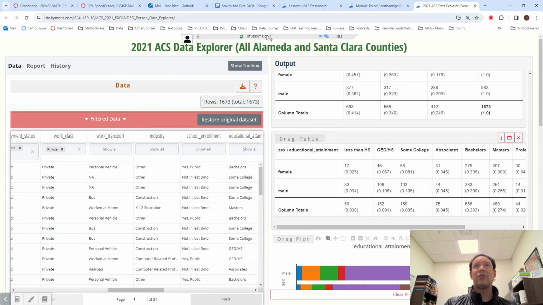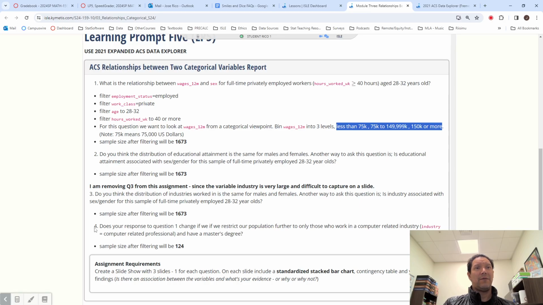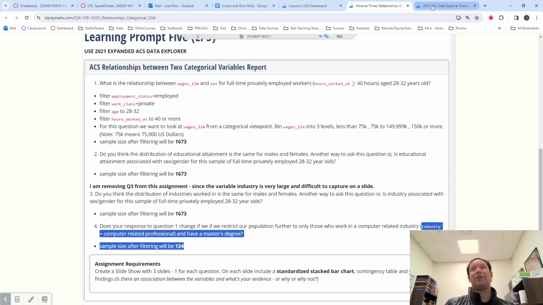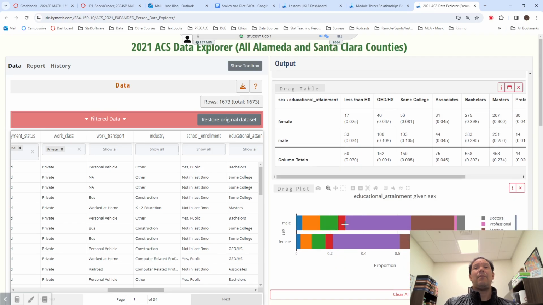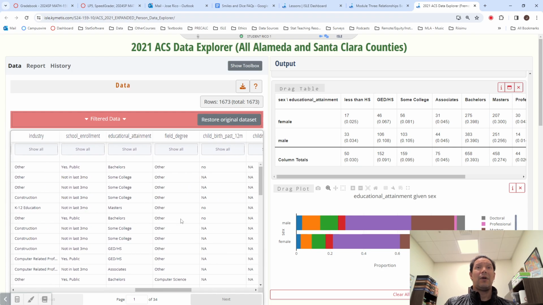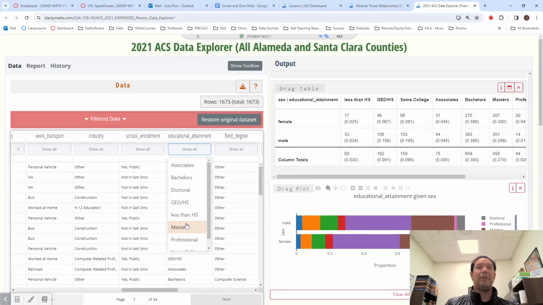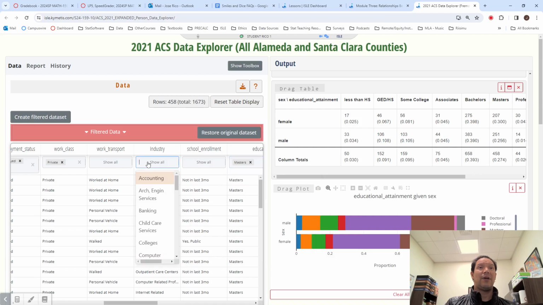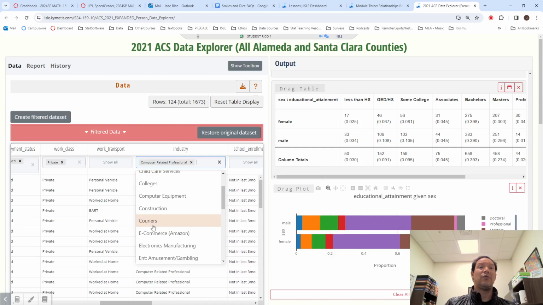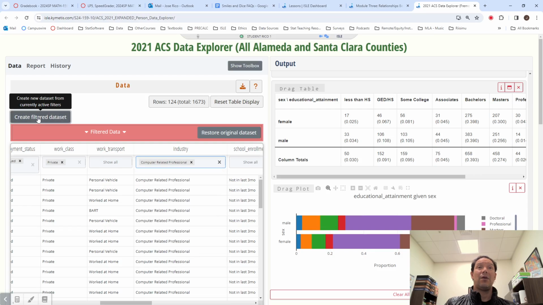And then the last question, question 4, says, what if we just look at people who are all working in computer-related professions and have a master's degree? It might be that men are choosing to work in higher paying industries than females. So we're going to eliminate that potential error, find only people that have master's degrees and are working as computer-related professionals, and create our filtered data set.